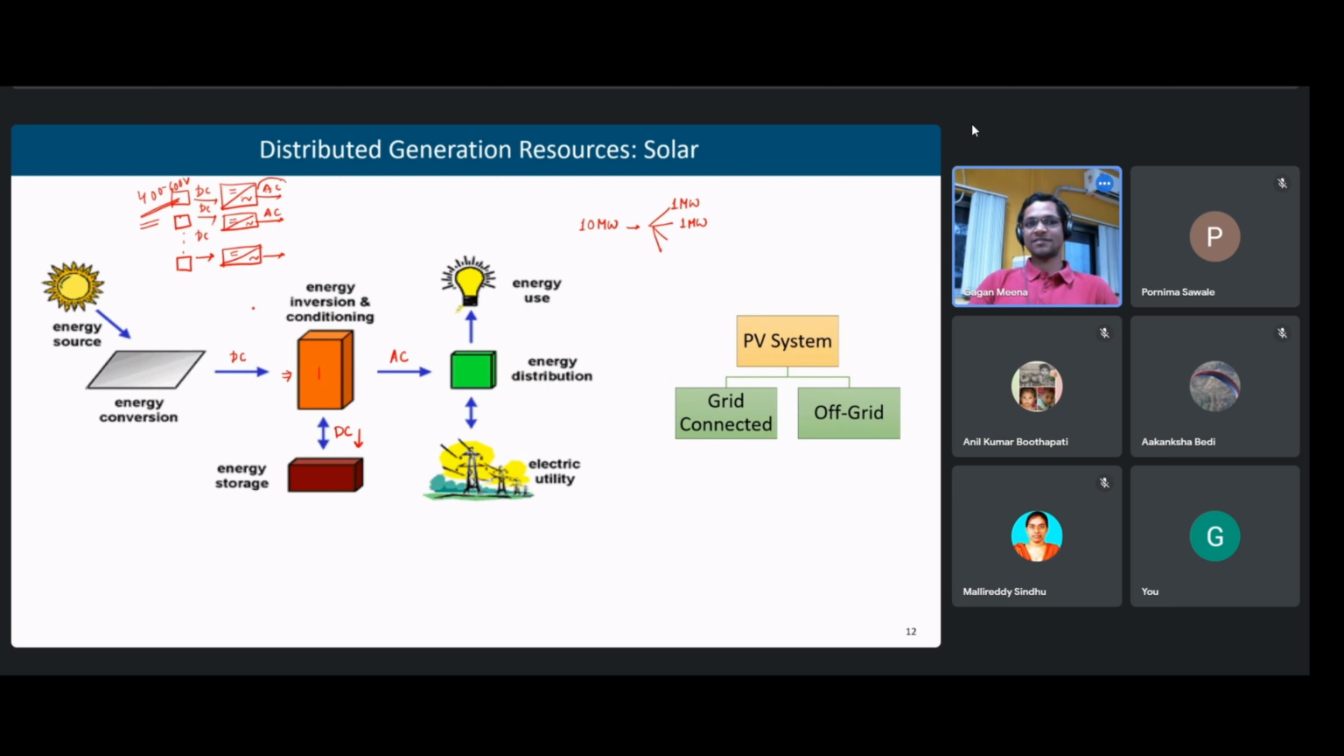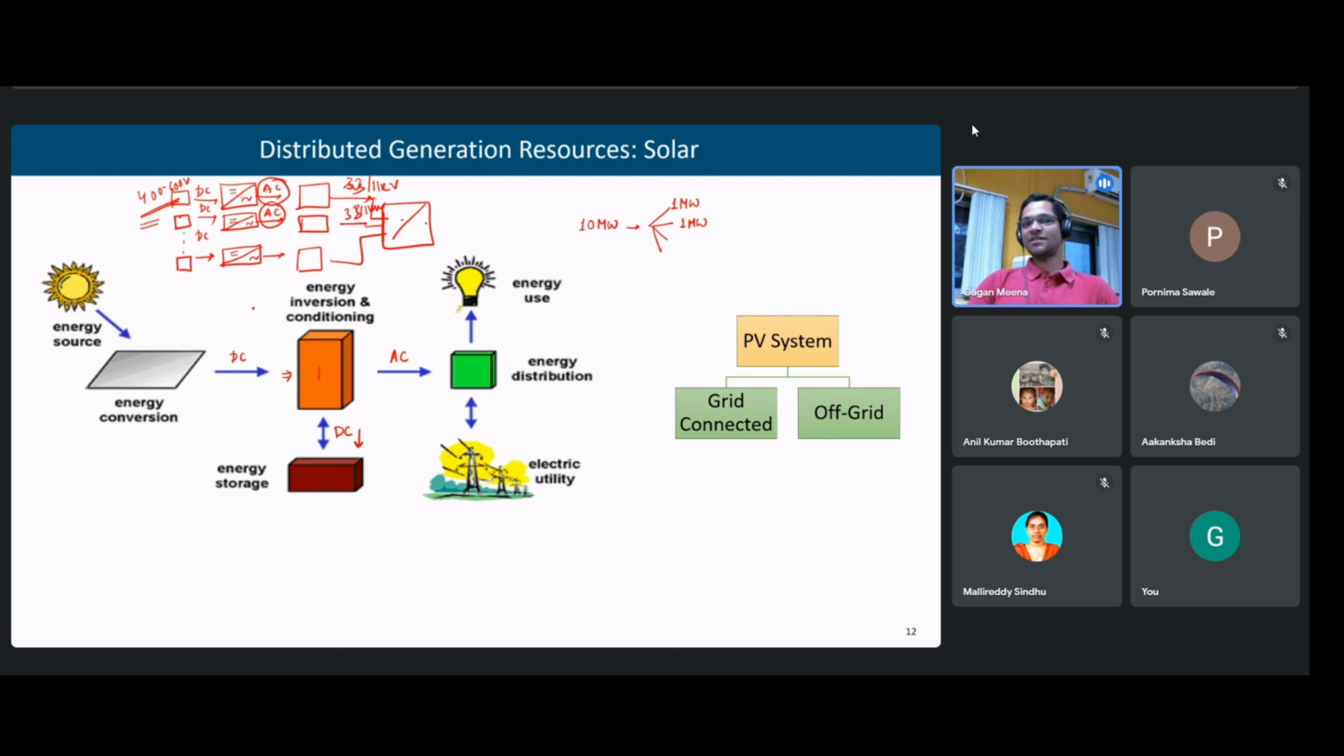Then this will be converted into AC. Then there will be one transformer here. Each of these units will have a transformer, which will boost the voltage to a higher level. Then this will again go to one block. So this is 33 kV, or it can be 11 kV also.